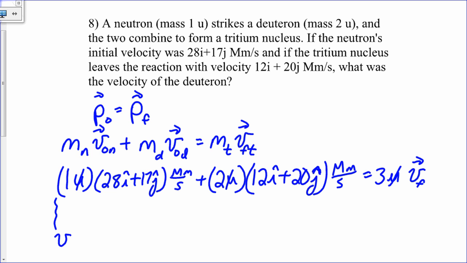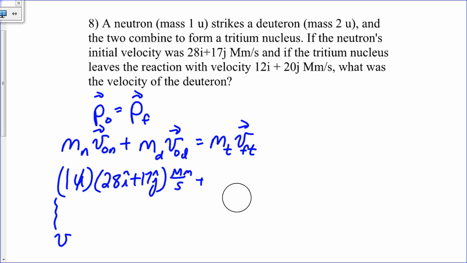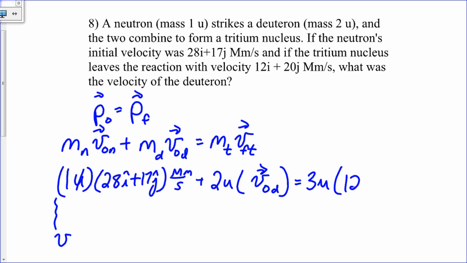Oh, I'm sorry, I've made a mistake here. Let me go back and fix this. I don't know the mass of the deuteron's... no, I don't know the final velocity. So this is 2 u times the initial velocity of the deuteron, and that's equal to 3 u times 12i plus 20j. You should always read the question very closely to make sure you know what's going on. And that's in megameters per second. What I said before is still true: I don't need to worry about the units because they all cancel out, and the initial velocity of the deuteron is going to work out in megameters per second.